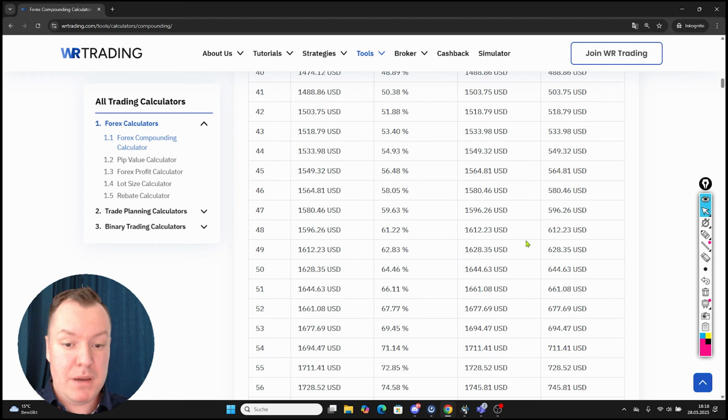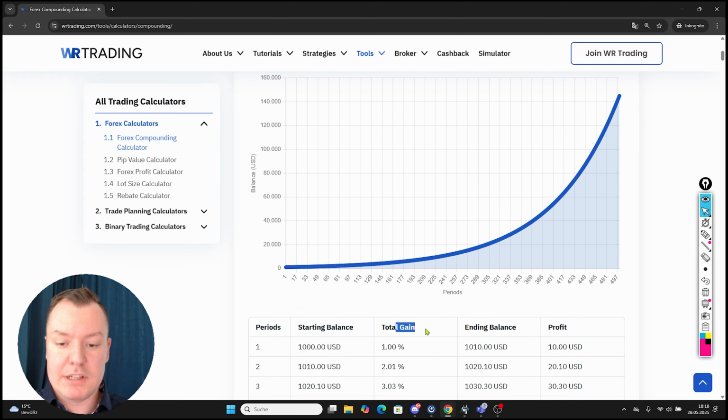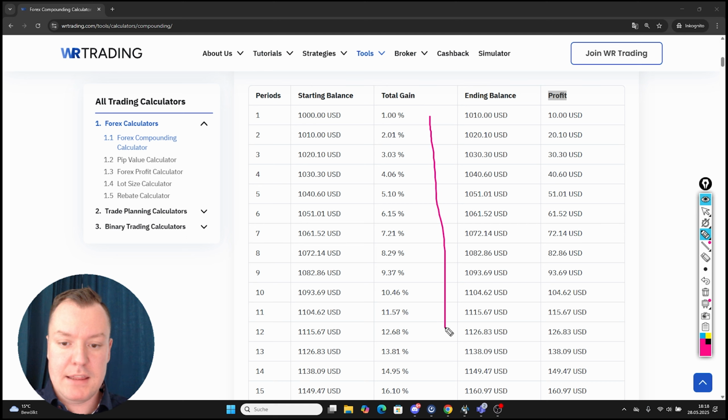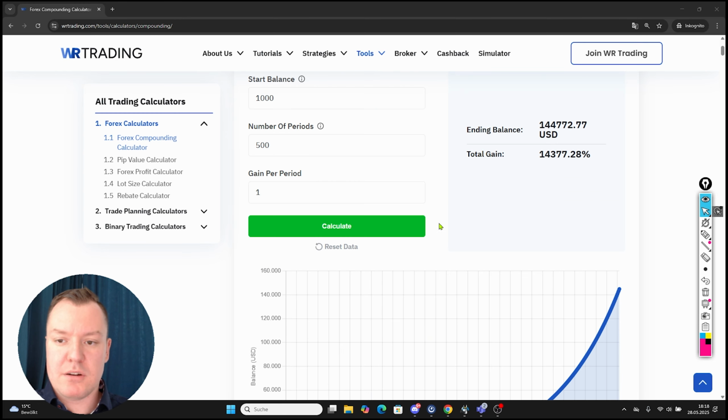Here you see all the periods with the data like the starting balance, your total gain overall, the ending balance, the profit, and the total gains. They are growing exponentially because you are reinvesting the money. So you're reinvesting the end balance, and there you go, you use 1% of your end balance. You always use 1% of the gains and it calculates mathematically this compounding effect.